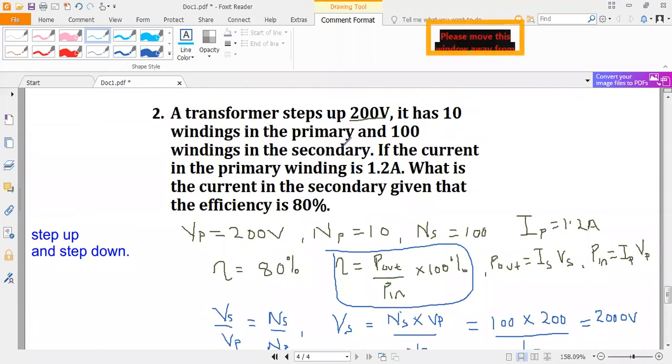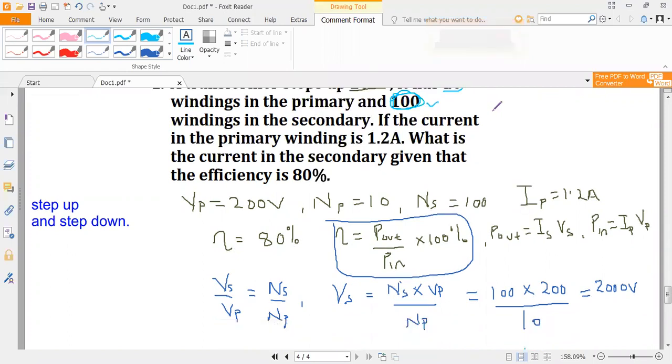All in all, looking at this type of transformer, because it has 10 windings in the primary and 100 in the secondary, this transformer is a step-up transformer, because the number of turns in the secondary is greater than the number of turns in the primary coil.